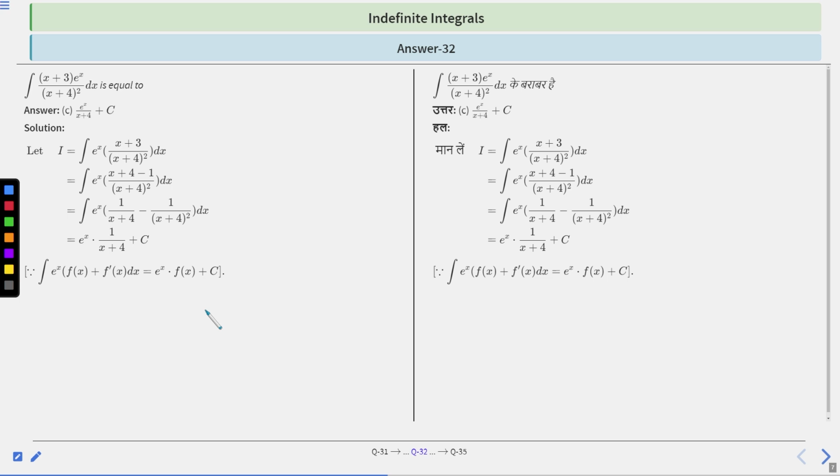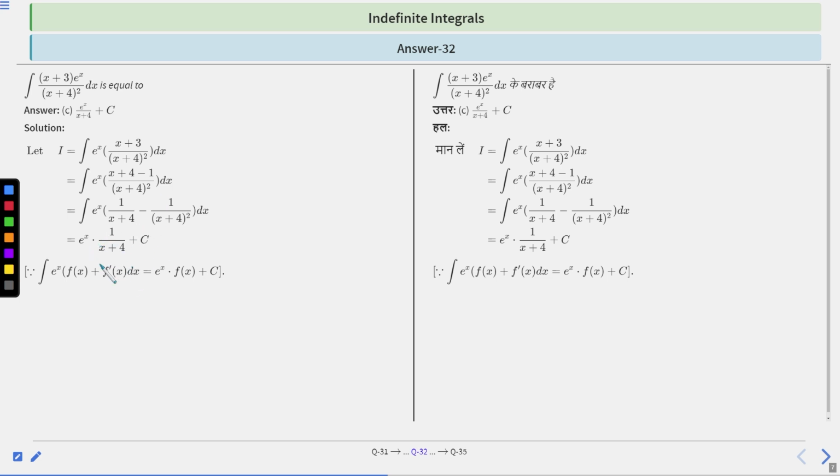That's why, if you assume 1 upon x plus 4 as f(x), then minus 1 upon x plus 4 whole square will be f dash x. Clear? So finally, I will be equal to the integration of e to the power x into 1 upon x plus 4 minus 1 upon x plus 4 whole square dx. Therefore, I will be equal to e to the power x into 1 by x plus 4 plus c.